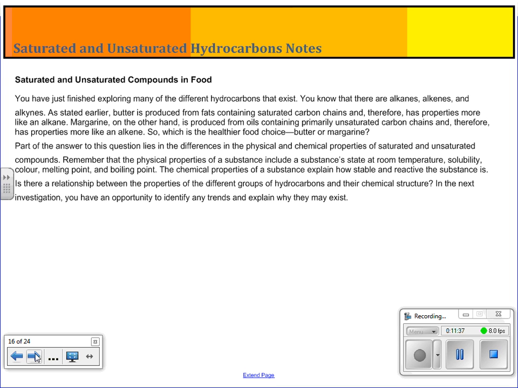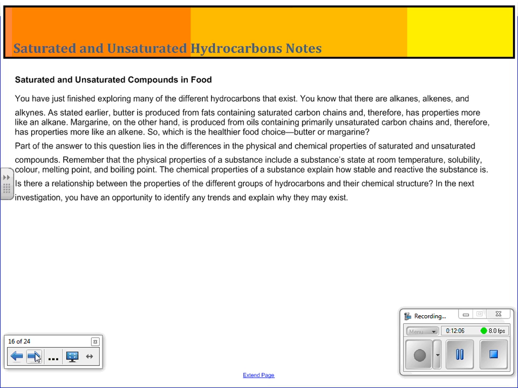Saturated and unsaturated compounds in food. So we've just finished exploring how many different hydrocarbons exist. And you know there are alkanes, alkenes, and alkynes. As stated earlier, butter is produced from fat containing saturated carbon chains and therefore has properties more like an alkane. Margarine, on the other hand, is produced from oils containing primarily unsaturated carbon chains and therefore has properties more like alkenes. So which is the healthier food choice, butter or margarine?